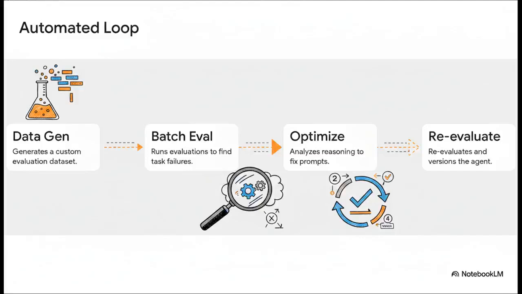Step 4, it automatically reevaluates that brand new prompt against the baseline, assigns it a new version number, and compares the scores. It just autonomously iterates back and forth, fixing regressions until it hits the highest possible task adherence score, leaving you to simply review its reasoning, verify the safety, and hit deploy.